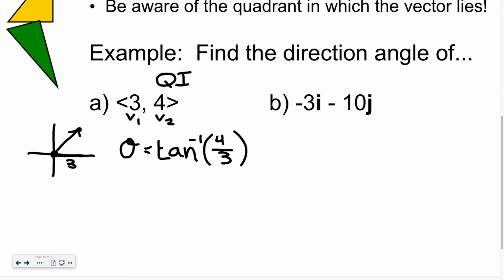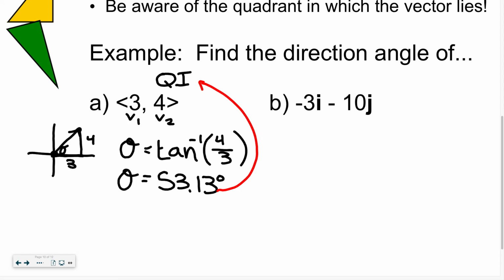So say that you're going 3 and 4. And then you would know to do an inverse tangent, right? Okay. What do you guys get in degrees? 53.13, thank you. Does this angle, 53.13, make sense for quadrant 1? Yep. So I could just be like, yep, that's my answer.